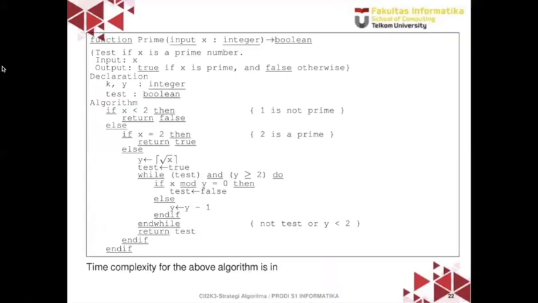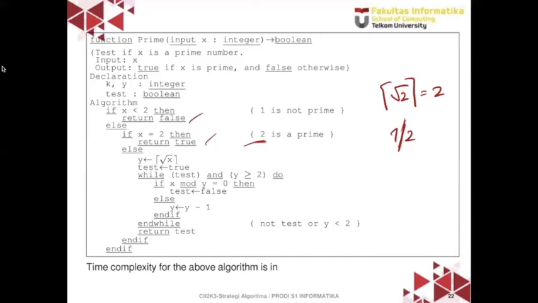So the algorithm will be: if x is less than 2, then we return false because it is not a prime. If x equals 2, then we return true because it is a prime. This is a special case because square root of 2 is less than 2, so it's not really what we want to have, like something in between. So this is a special case.